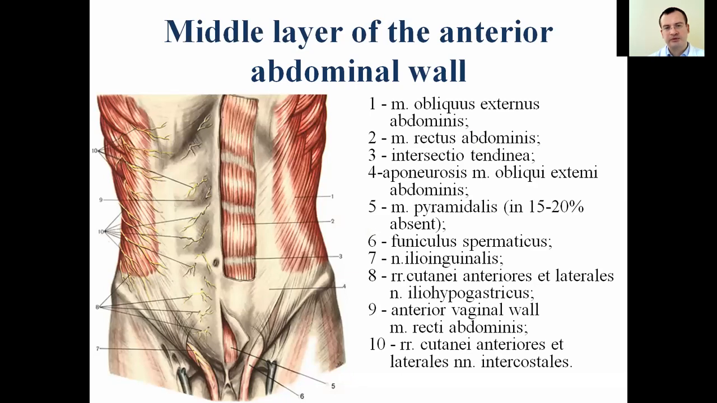Middle layers of the anterior abdominal wall: musculus obliquus externus abdominis, musculus rectus abdominis, intersectiones tendineae, aponeurosis of the external oblique abdominis, musculus pyramidalis, funiculus spermaticus, nervus ilioinguinalis, rami cutanei anterior et lateralis, nervus iliohypogastricus, anterior vagina wall, musculus rectus abdominis, rami cutanei anteriores et lateralis, nervus intercostalis.